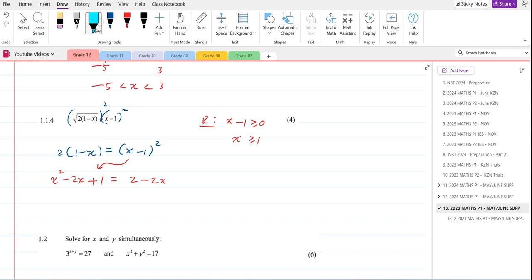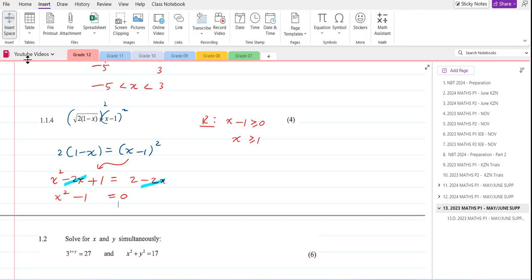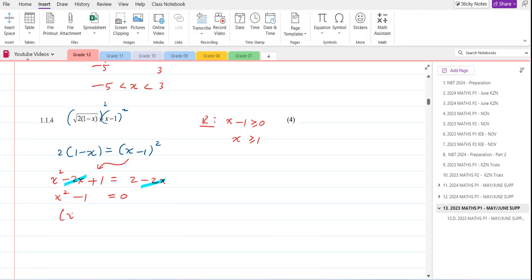Now what we can see is that the minus 2x and the minus 2x on both sides cancel out. If I take the 1 over, bring the 2 over, you will get x squared minus 1 is equal to 0. And what we notice is that we have a difference of two squares. So we got x plus 1 into x minus 1 is equal to 0. Now we got x is equal to -1 or x is equal to 1.